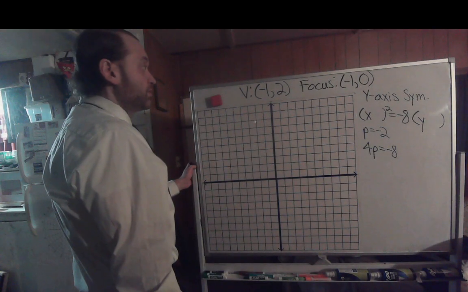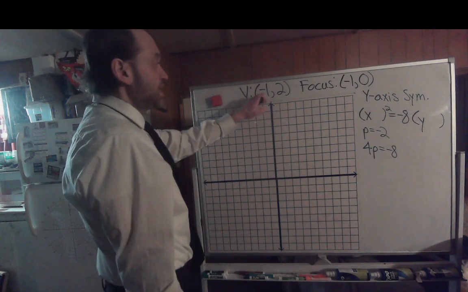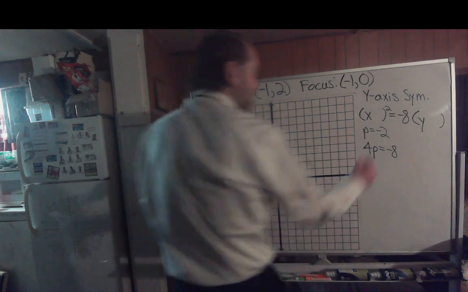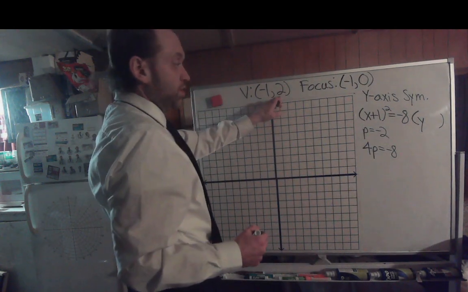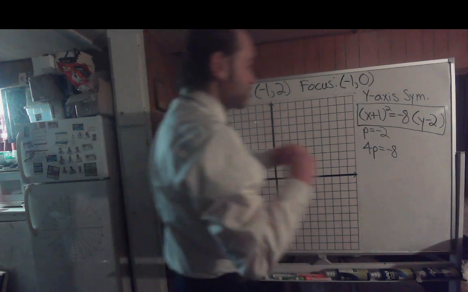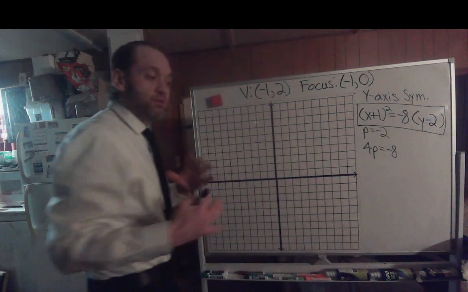Now just deal with your vertex. So if your vertex, the x-coordinate's -1, x minus -1 would actually be x plus 1. Then your y-coordinate's 2, this would be y minus 2. So what you should get for the equation would be the quantity (x plus 1) squared equals -8 times (y minus 2).